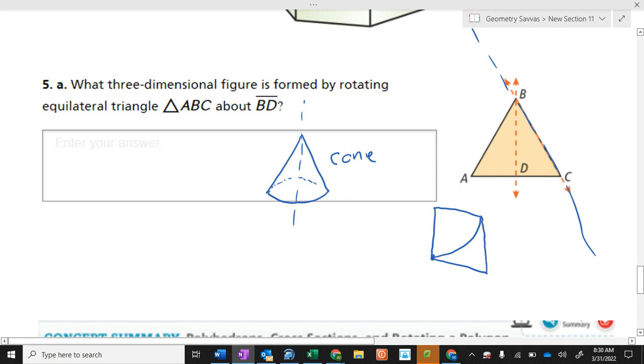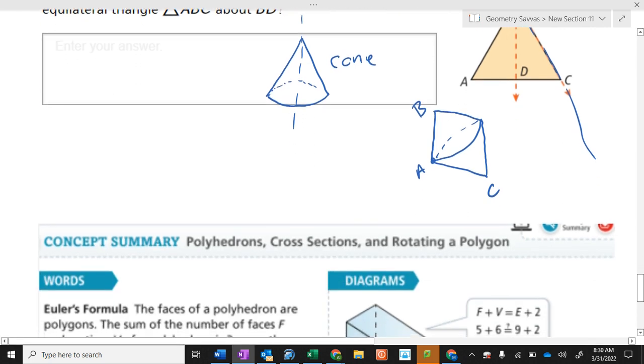Okay, this is point C here. Nope, that's point A here. And when you sweep it around in a circle with C down here and B up here, A sticks out, and as you go around, it'll make two what? Two cones on top of each other.